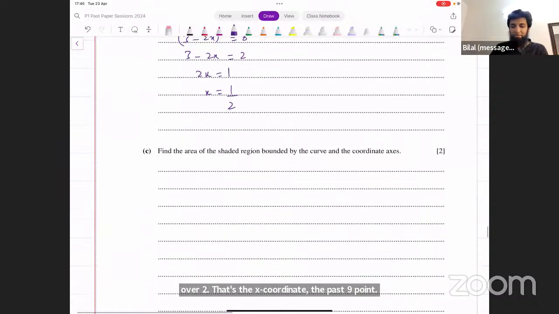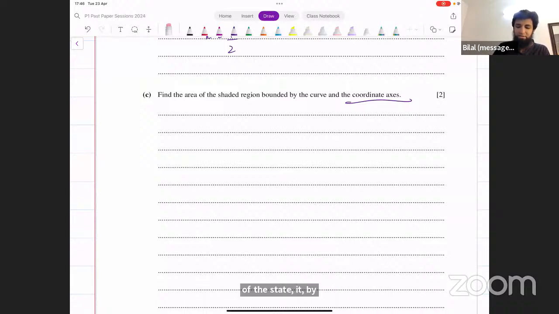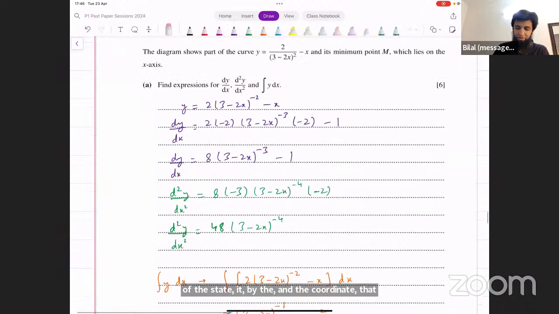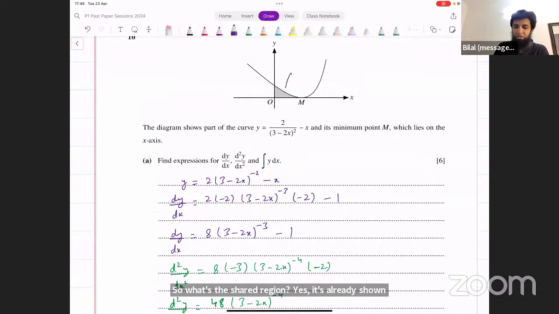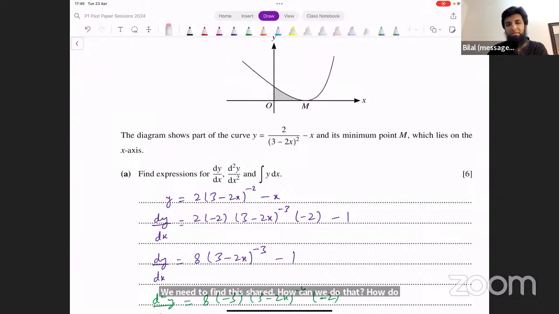Now it says find the area of the shaded region bounded by the curve and the coordinate axes. That means the x-axis and the y-axis. So what's the shaded region? It's already shown here in shaded like this. We need to find this shaded region. How can we do that? How do we describe the shaded area? We could say this is the area between the curve and the x-axis. We could also say it's the area between the curve and the y-axis. We could look at it both ways.